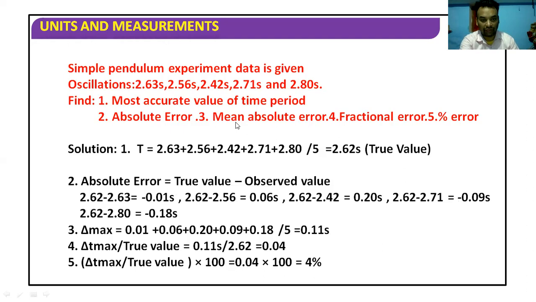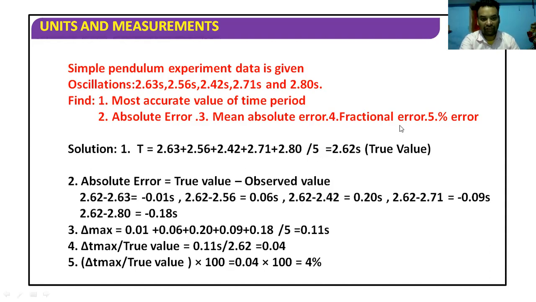Now, third part, we will find out mean absolute error. We have 5 absolute values: 0.01, 0.06, 0.20, 0.09, 0.18. If we take the mean of all these 5 absolute errors, we will get the mean absolute error. From the definition, it is clear. We take the mean of the 5 absolute errors, and our result is 0.11 second. So this 0.11 second is the mean absolute error.